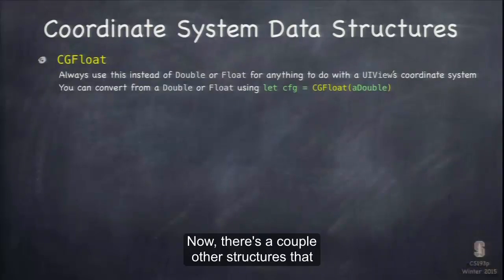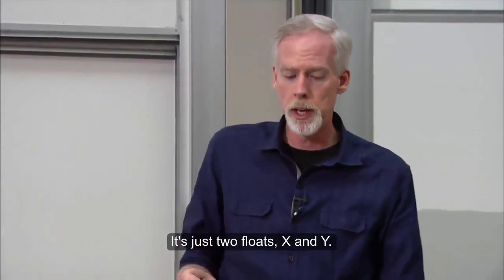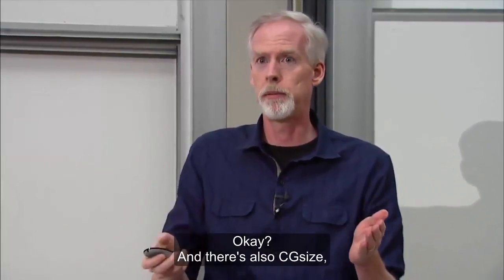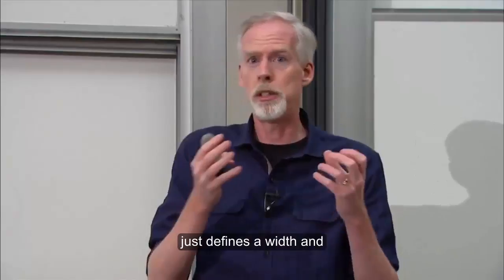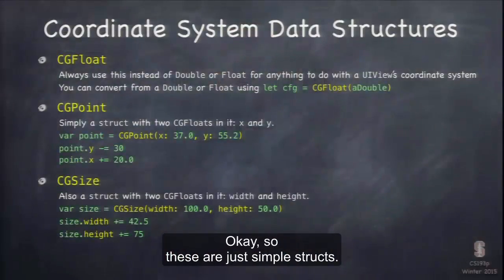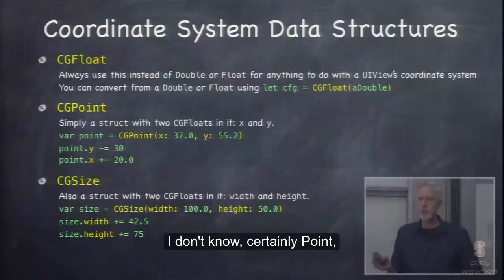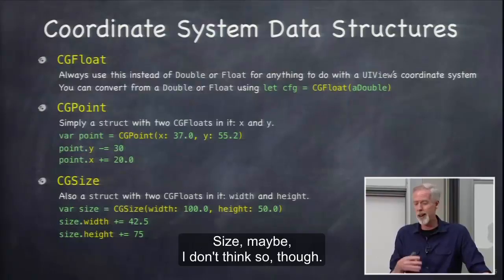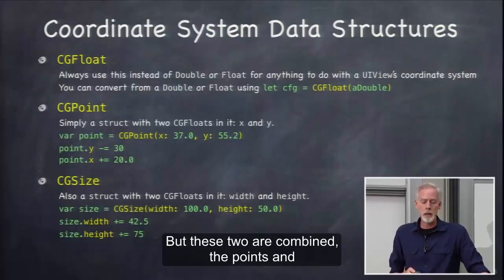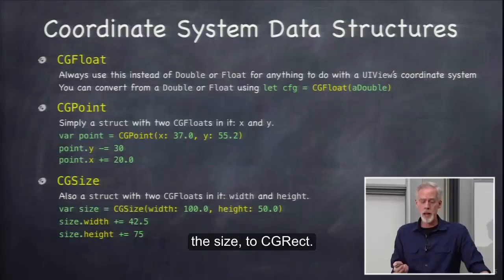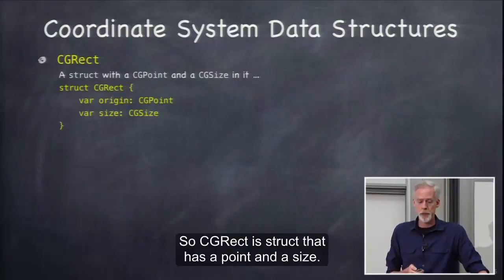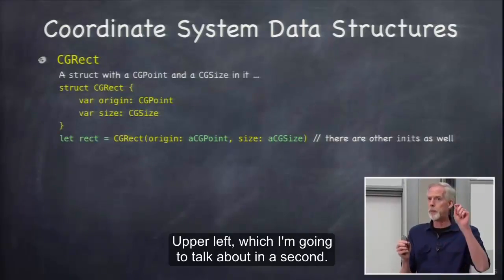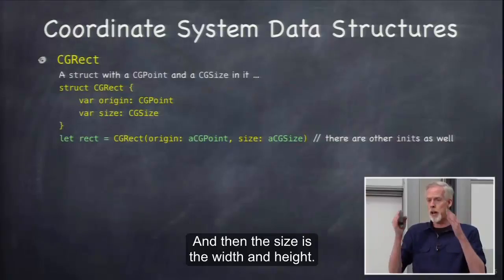Now, there's a couple other structs that are important here. One is CGPoint. It's just two CGFloats, x and y. It just defines a point in the coordinate system. Couldn't be simpler, okay? And there's also CGSize. It just defines a width and a height in the coordinate system, okay? So these are just simple structs. That's all they are, structs. I don't think point has any other methods on it or anything. Size, maybe, I don't think so though. But these two are combined, the point and the size, into CGRect. So a CGRect is a struct that has a point and a size. The point is the origin of the rect, upper left, which I'm going to talk about in a second. And then the size is the width and height.